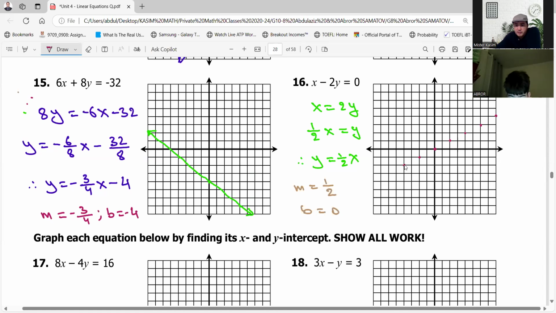Here, and here, and here, and here. You see all of these points, they form a straight line. If you want to join with my drawing tablet, it's a bit difficult, but I'll try my best to draw a straight line that passes through these points. So that is the graph of this line.